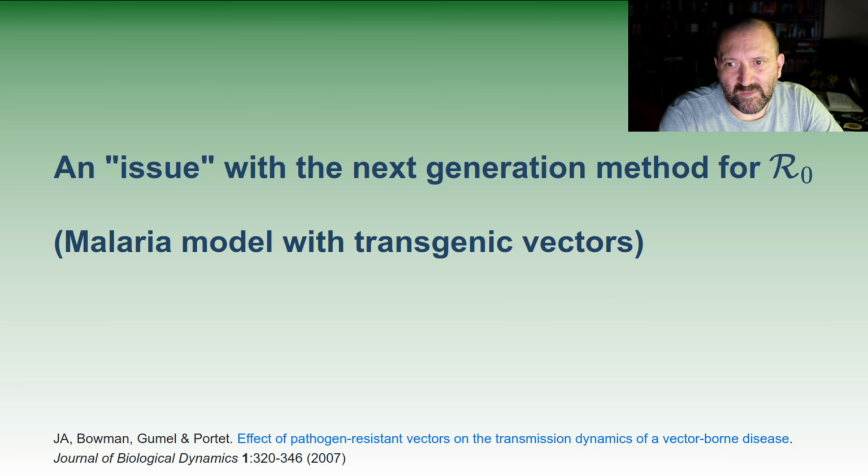First of all, this issue, so to speak, with the next generation method. And I'll point out this is not an issue with the method itself. It is an issue if you apply the method without really thinking about what you're doing. This is a model for malaria, including transgenic vectors, which myself and collaborators published quite a few years ago. And I'll show you how this R0 business can go a little weird at times.